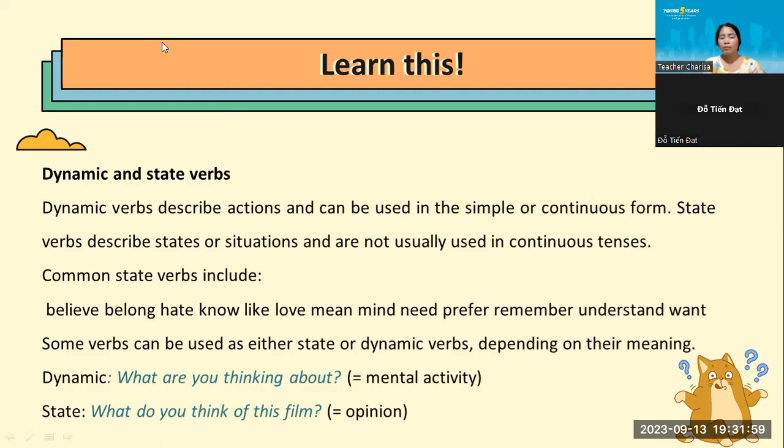Okay? So please remember, the dynamic can be used for both the simple and the continuous, but the state can be used only for the present simple. Okay? Do you have any questions? No. Nope. Okay, so let's continue.